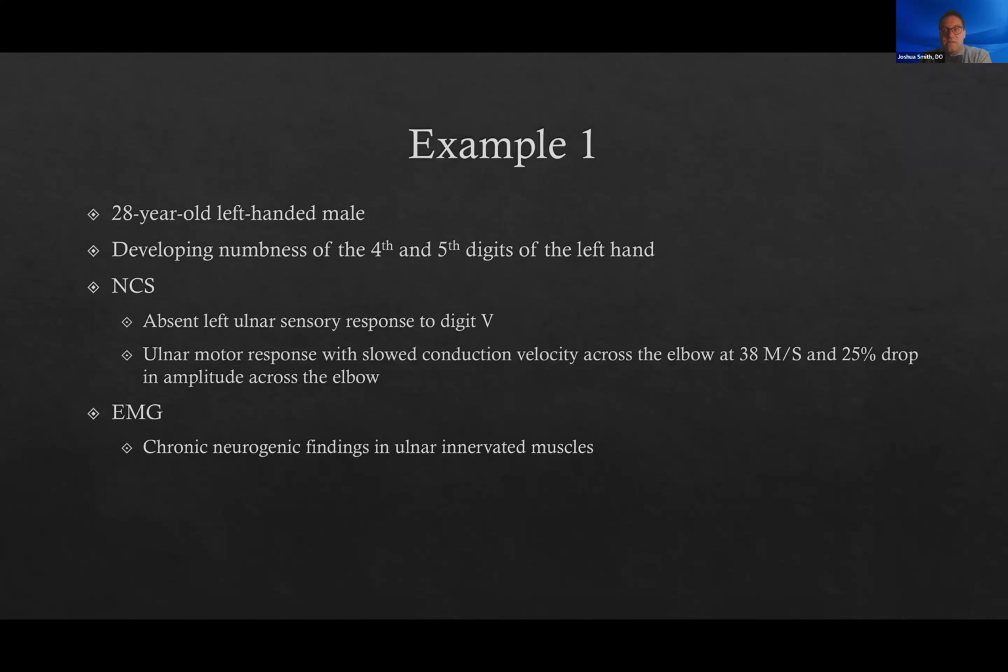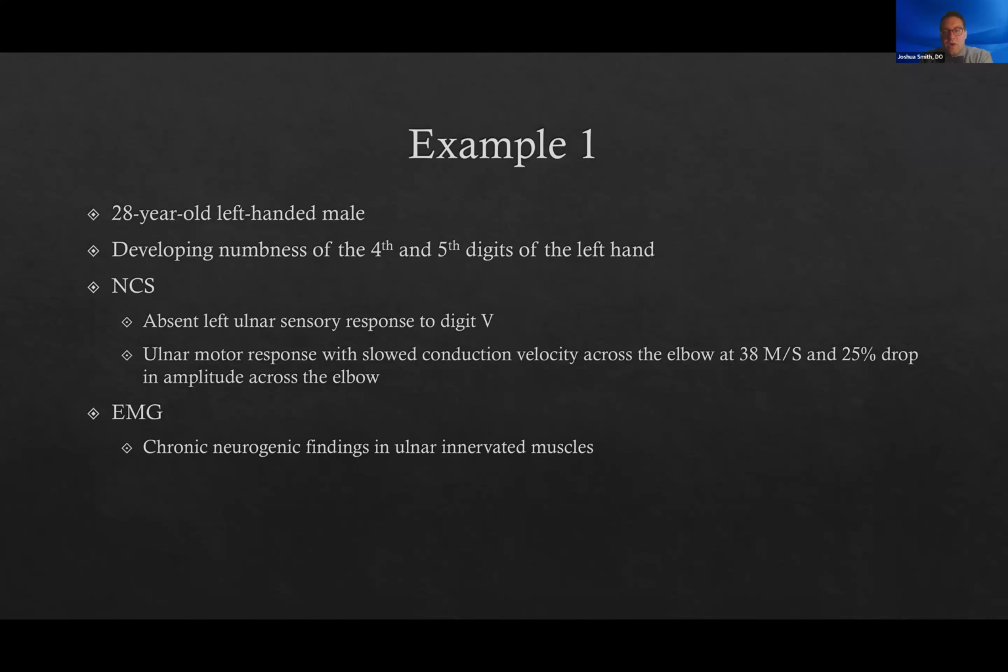You do nerve conduction studies, or your technologist performs your nerve conduction studies for you, and there's an absent left median sensory response to digit 5. And then the ulnar motor response showed slow conduction velocity across the elbow down to 38 meters per second. That's much slower than the AANEM recommendation, less than 43 meters per second.